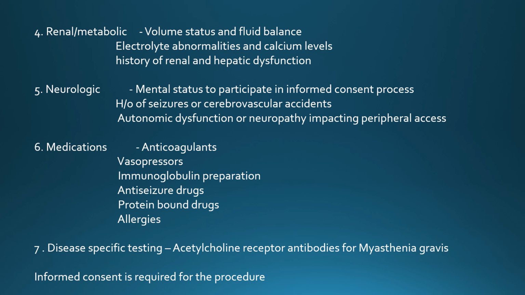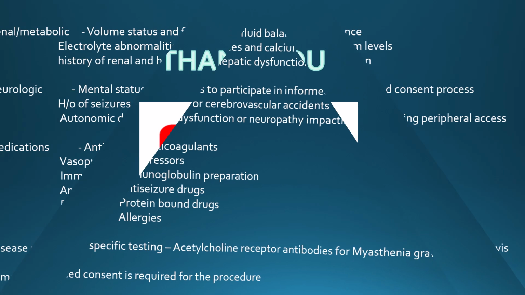Then you will look at the medication the patient is on, whether the patient is on anticoagulant, vasopressor, immunoglobulin preparation, anti-epileptic drugs, protein-bound drugs, allergies. Seventh is disease-specific testing, like acetylcholine receptor antibodies for Myasthenia Gravis. Informed consent is required for the procedure.